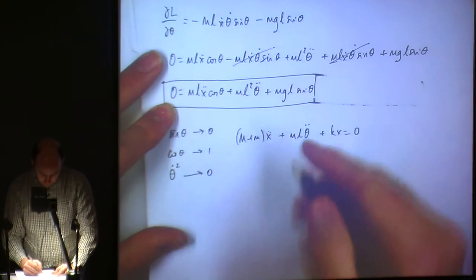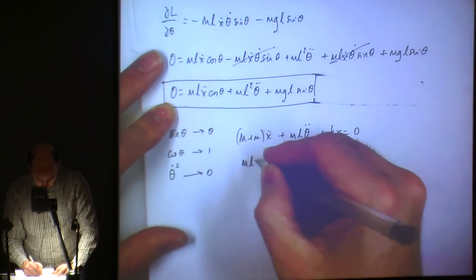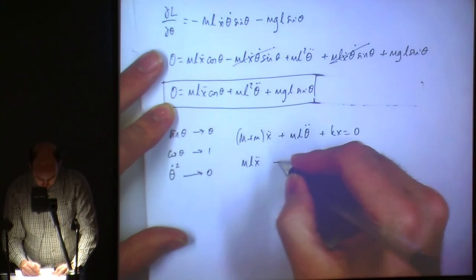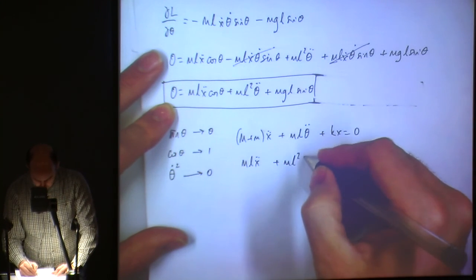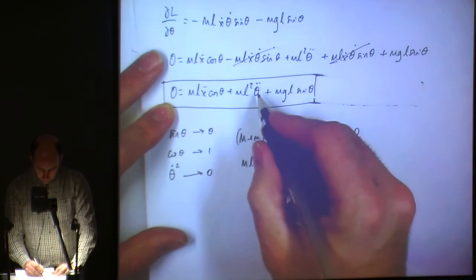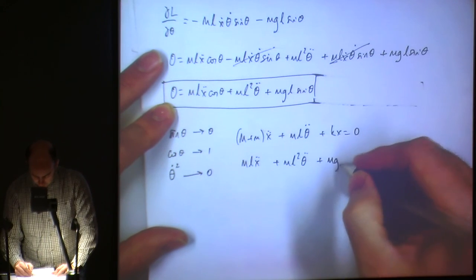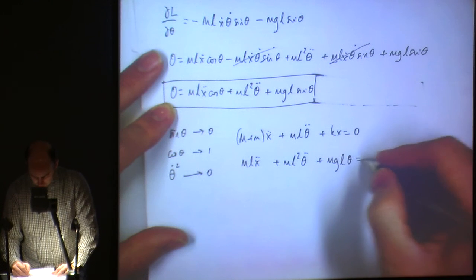And the second equation, down here, cosine of theta equals 1. So we have ml x double dot plus ml squared theta double dot. Sine of theta equals theta, plus mgl theta equals 0.